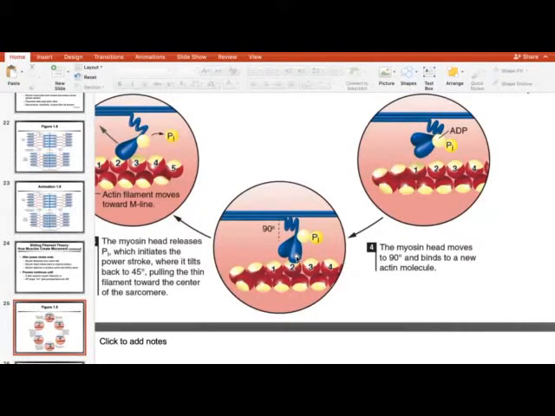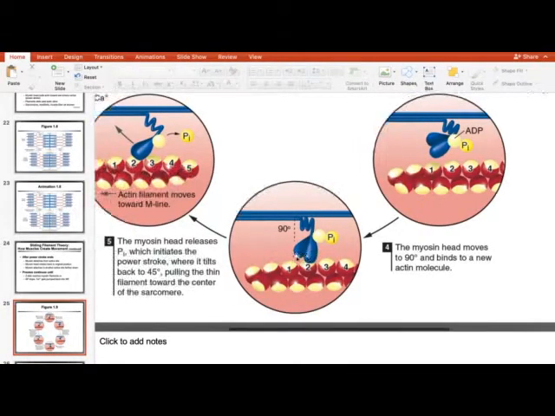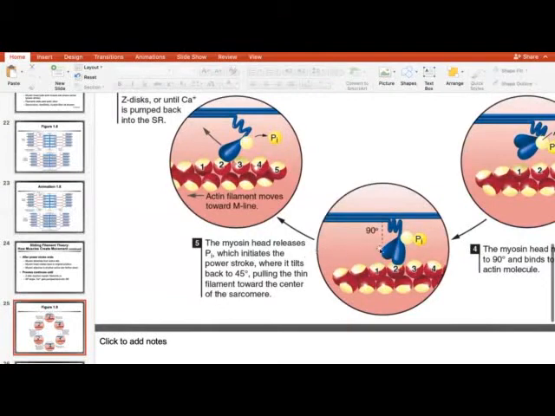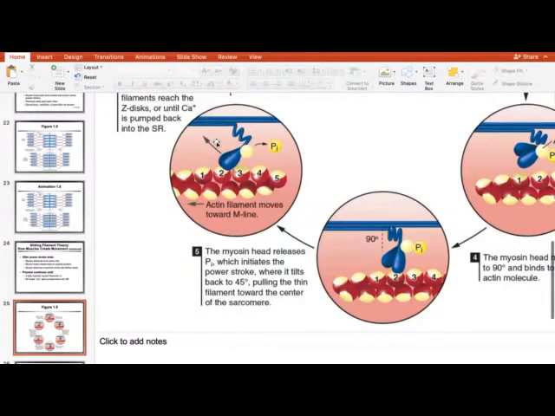And now here comes the power stroke, all right? The power stroke is where this myosin head and the cross bridge move back to that 45-degree angle, but instead of being attached to binding site 1, it's attached to binding site 2. So it's going to take this actin filament and move it down the line. It's going to slide the actin filament down. This is going to happen until this calcium is pumped back into the sarcoplasmic reticulum.